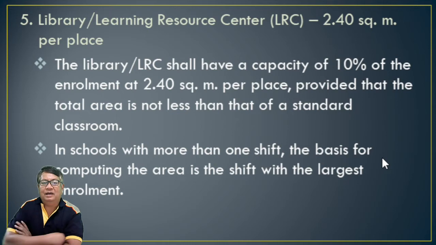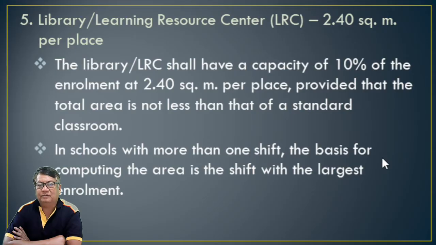So number 5, you have the library or Learning Resource Center, LRC. No? So we have more or less 2.4 square meter per place. No? So the library shall have the capacity of 10% of the enrollment at 2.4 square meter per place, provided that the total area is not less than that of the standard classroom. So the standard classroom, as enumerated in previous slides, see to it that the library or the Learning Resource Center should be greater when it comes to the per unit area per place.